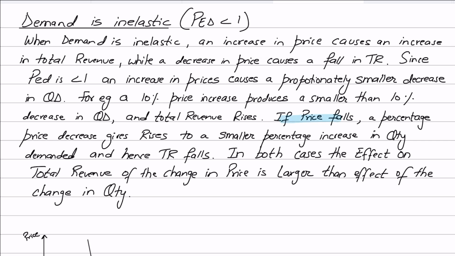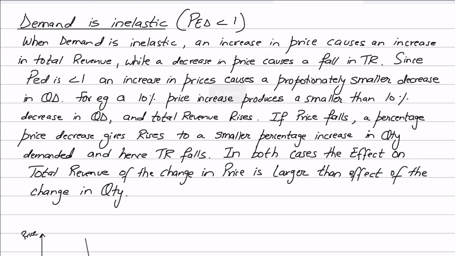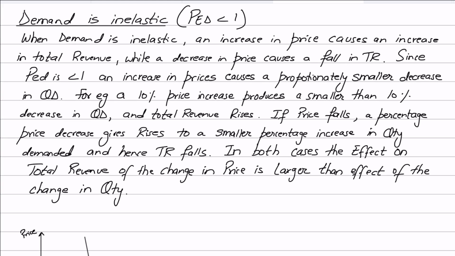And if the price falls, on the other hand, if you reduce the price, that's something bad for the producer if the demand is inelastic. Because a percentage price decrease gives rise to a smaller percentage increase in quantity demanded. So if you think that if you reduce the price, that would cause some large increase in quantity demanded, you're wrong, because your demand is price inelastic.